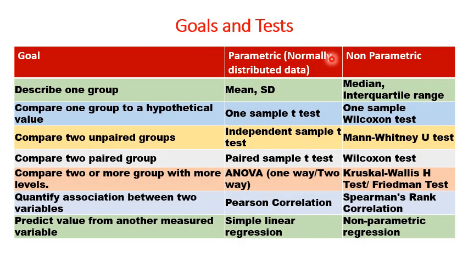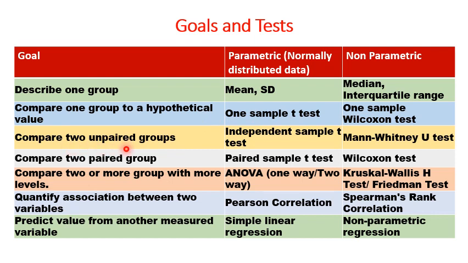Then goals and tests. If you want to describe one group, you can use descriptive statistics such as mean and standard deviation if the data is normally distributed. Then non-parametric alternatives are median, interquartile range, etc. Then compare one group to a hypothetical value. If you want to compare one group with a hypothetical value, then you can use the one sample t-test. Then there is a non-parametric alternative, the one sample Wilcoxon test.